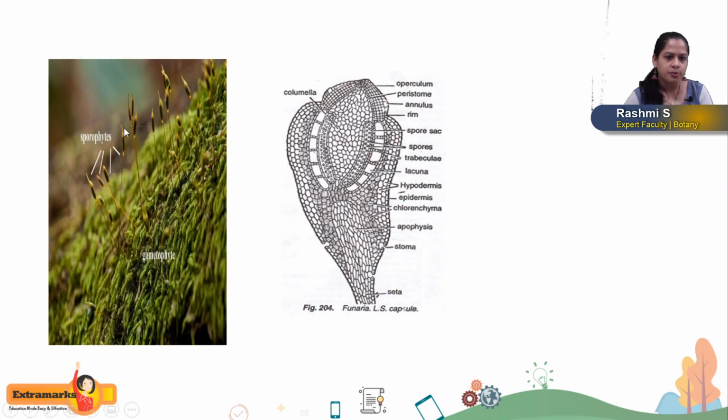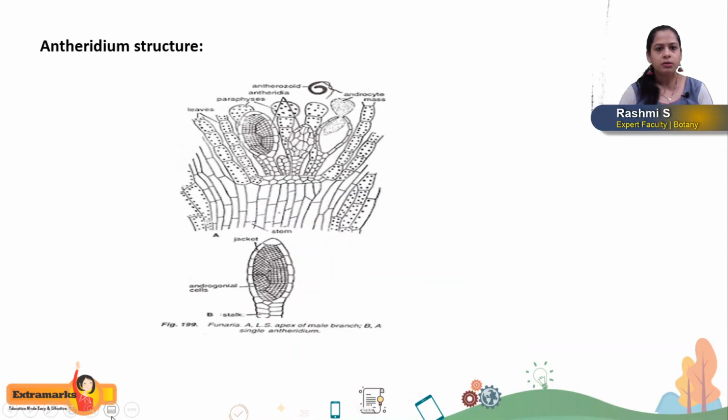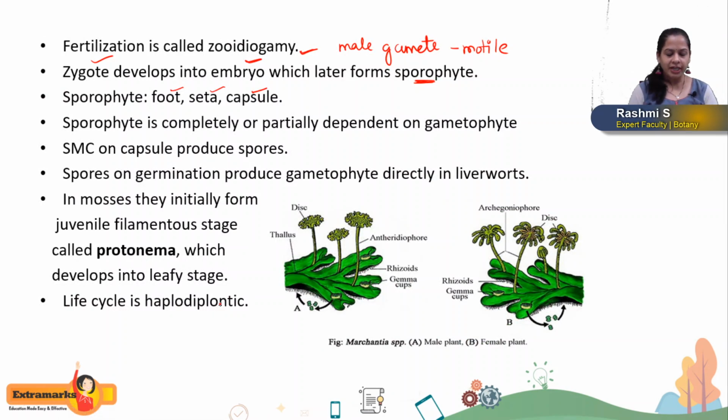So this is actually the sporophyte of the mosses. This is the gametophyte. You can see the gametophyte forms a mat on the surface of the soil. On the gametophyte, the sporophytes are dependent, and the sporophyte has a seta and a basal part with which the seta is attached to the gametophyte. This is called the foot, and a capsule. So the sporophyte is differentiated into foot, seta and capsule.